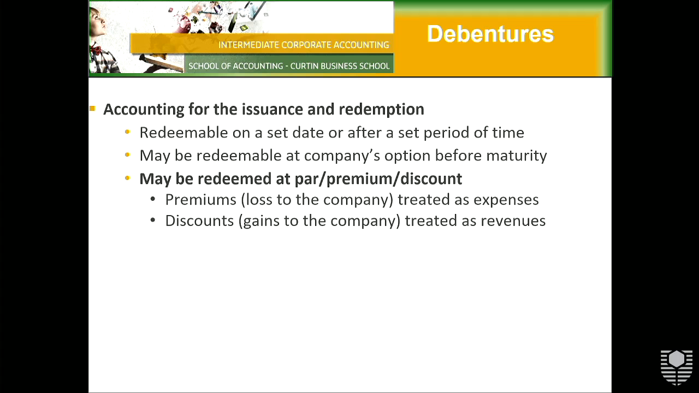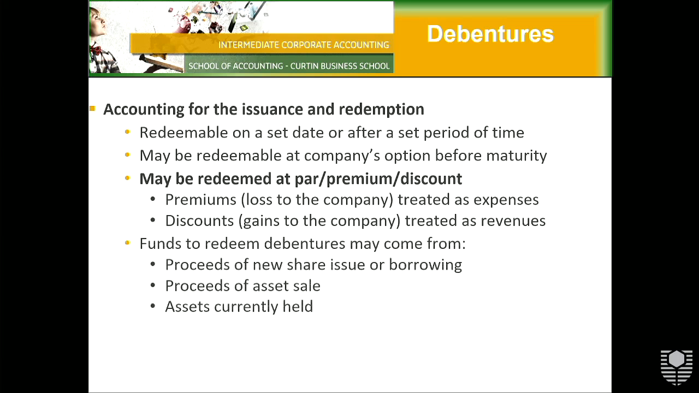So a premium is a loss to the company because you're paying extra, but maybe you want it back. You're willing to pay a premium because you need that debt gone off your books, right? You could redeem at a discount. Well, everybody wants to redeem at a discount if they're able to do so because it costs you less, but those gains are treated as revenue. Funds to redeem debentures could come from the proceeds of a new share issue or borrowings, from an asset sale, from assets currently held, from reserves. It could come from anywhere, however you redeem them.